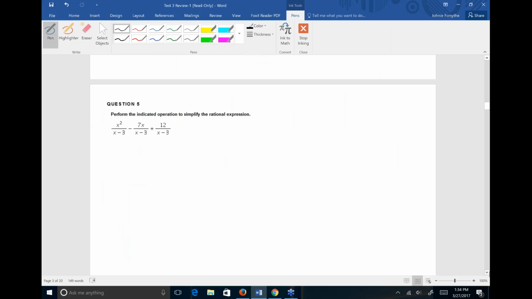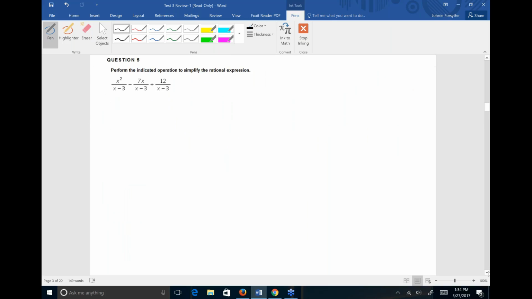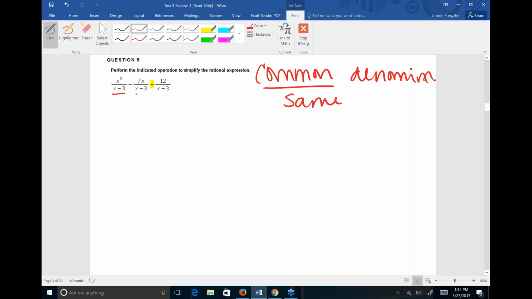Okay, question 5. Perform the indicated operation to simplify the rational expression. So in order to add and subtract rational expressions, the same thing as fractions, you must have a common denominator. The denominator must be the same, which in this case they are: x minus 3, x minus 3, x minus 3. So if they have the same common denominator, you just keep that denominator and then combine the top. So the top, we have x squared minus 7x plus 12.